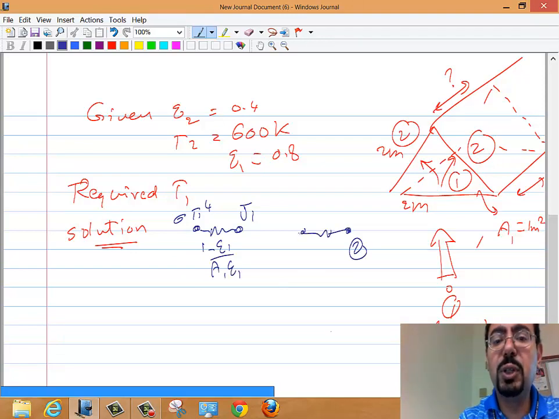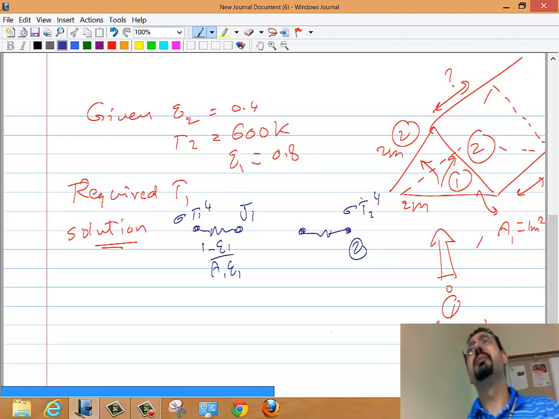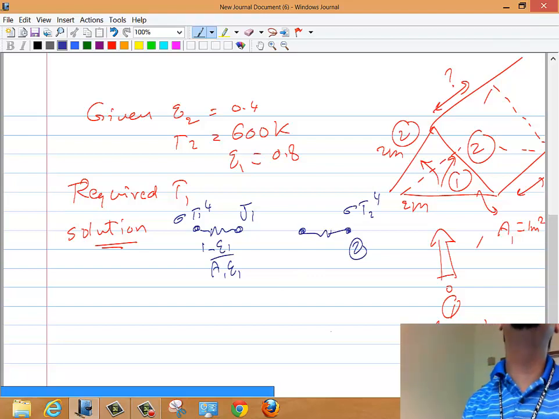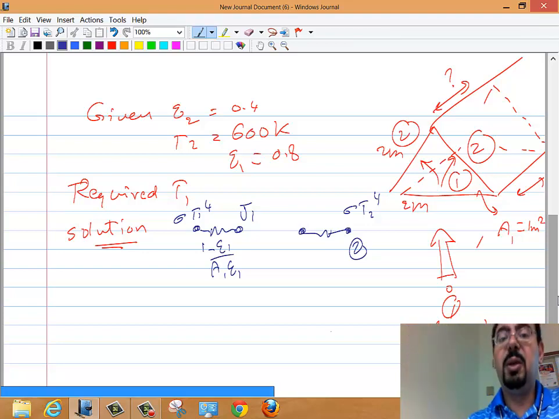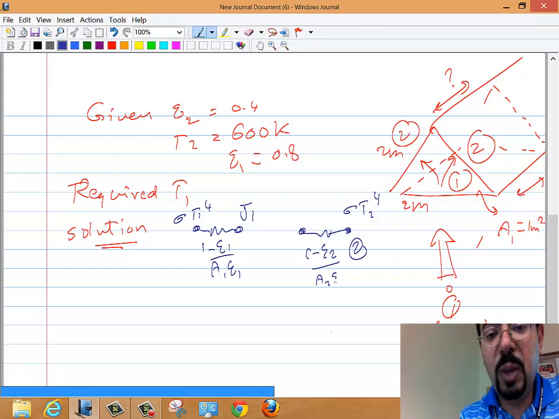And the same thing for surface 2. It will not radiate like a black body, because it doesn't have epsilon equal 1. If it had epsilon equal 1, it would just radiate with sigma T2 to the power 4. But because of 1 minus epsilon 2 over A2 epsilon 2, it will radiate J2.